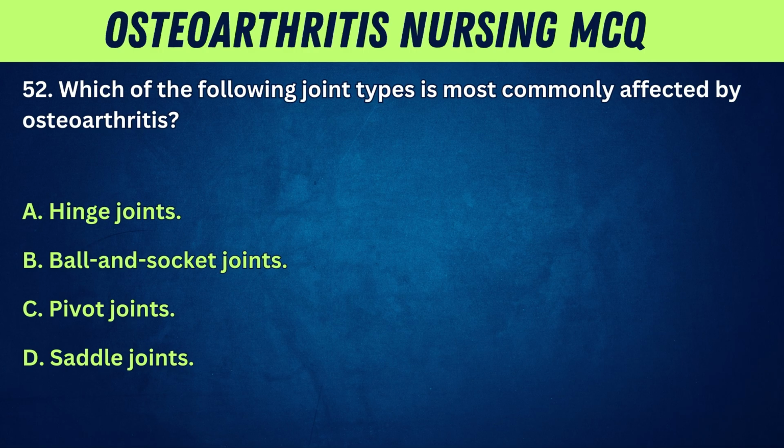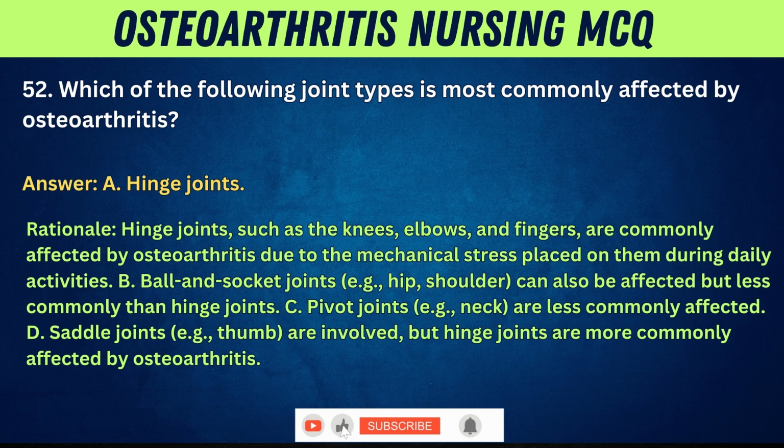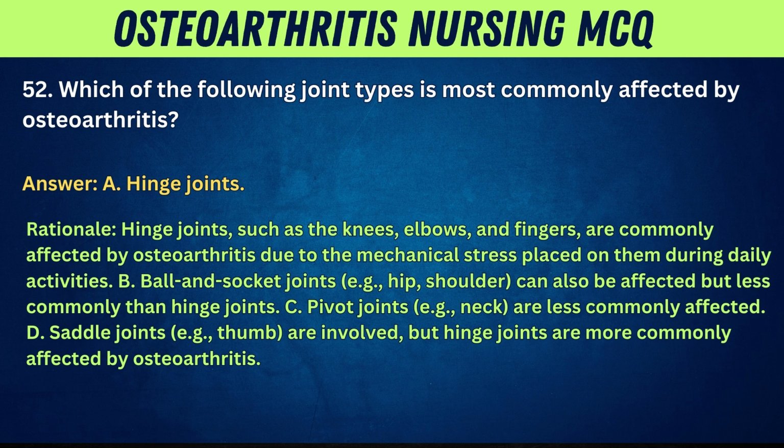Pivot joints. D. Saddle joints. Answer: A. Hinge joints. Rationale: hinge joints, such as the knees, elbows, and fingers, are commonly affected by osteoarthritis due to the mechanical stress placed on them during daily activities. B. Ball and socket joints, e.g., hip, shoulder, can also be affected but less commonly than hinge joints. C. Pivot joints, e.g., neck, are less commonly affected. D. Saddle joints, e.g., thumb, are involved, but hinge joints are more commonly affected by osteoarthritis.